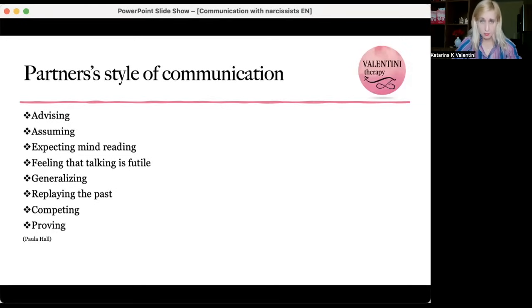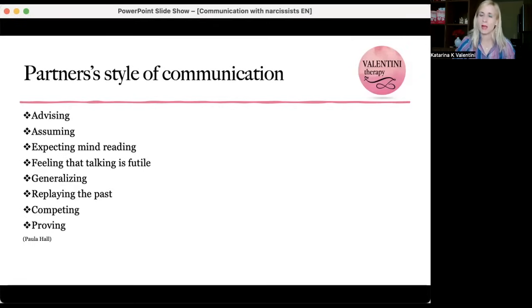We too sometimes compete with our narcissist and we try to prove our point. Proving our point to the narcissist is completely futile. Like we said, narcissists will never admit they are wrong. Even if you have it written on paper, if you have a solid proof that they did something, they will still say they didn't do it if it's embarrassing for them. So stop proving your point of view. Stop proving to them that you're right.